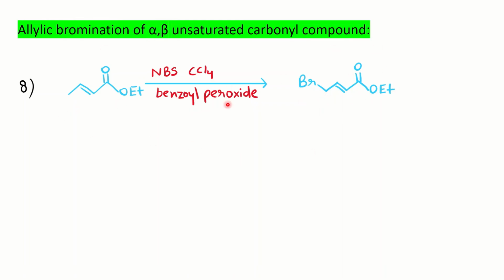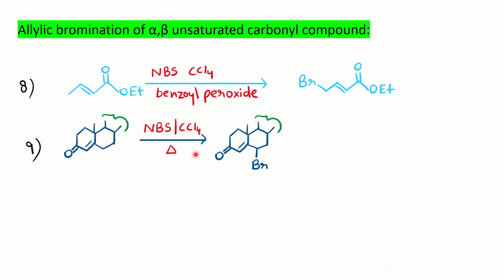For those from an MSc background, if they ask you to show the mechanism, you can show the same mechanism which I showed you for benzoyl peroxide, if they mention benzoyl peroxide. Same way for an alpha beta unsaturated carbonyl compound, that is, a ketone. Here it was an ester, an alpha beta unsaturated ester, and now an alpha beta unsaturated ketone.